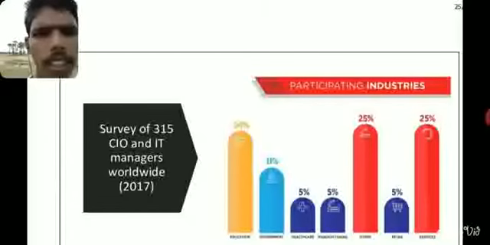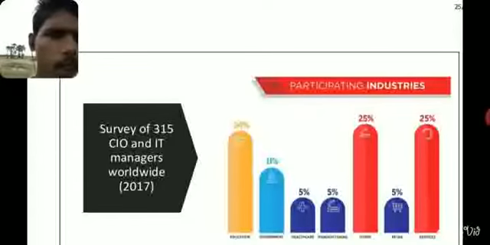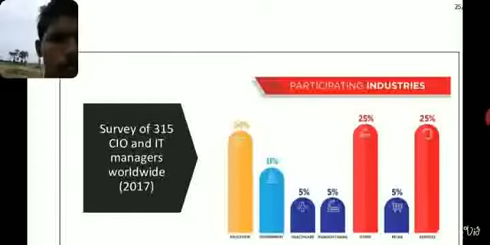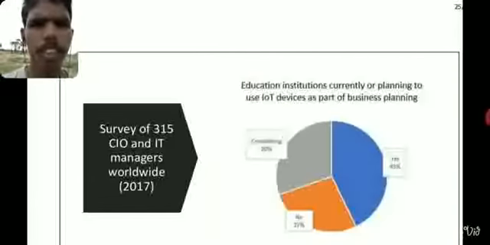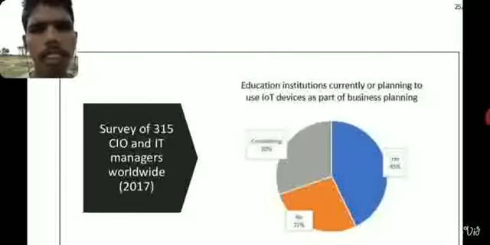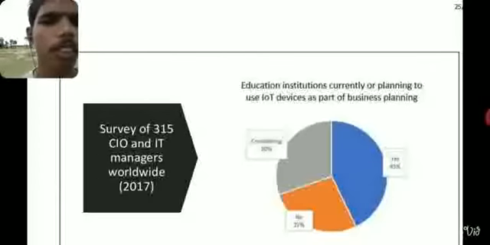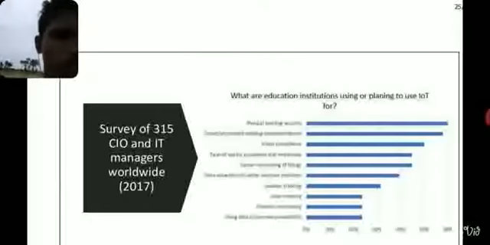A survey of 315 CIO and IT managers worldwide shows that the Internet of Things will be used in the government sector at 11%, and in education at 24%, which is the second highest use of the Internet of Things. The education institutions are currently implementing IoT devices. 43% of these educational institutions said yes to the Internet of Things for smart learning, 27% said no, and 30% are still considering it.